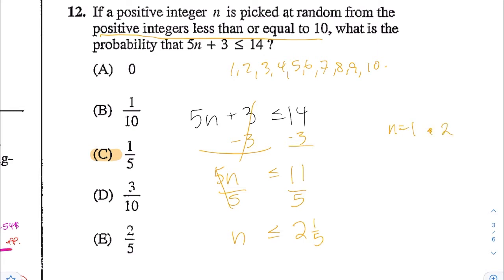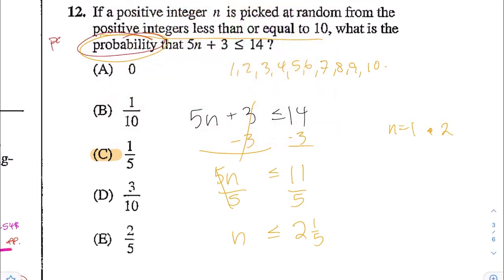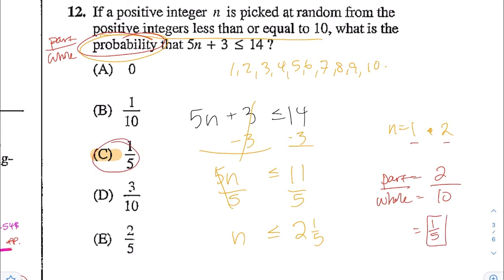So the probability is just part over whole. It's like the word chance. So in this case, the part is the two numbers, 1 and 2. And the whole is going to be equal to 10 because there's 10 numbers to choose from. And 2 tenths reduces to 1/5, which is choice C.